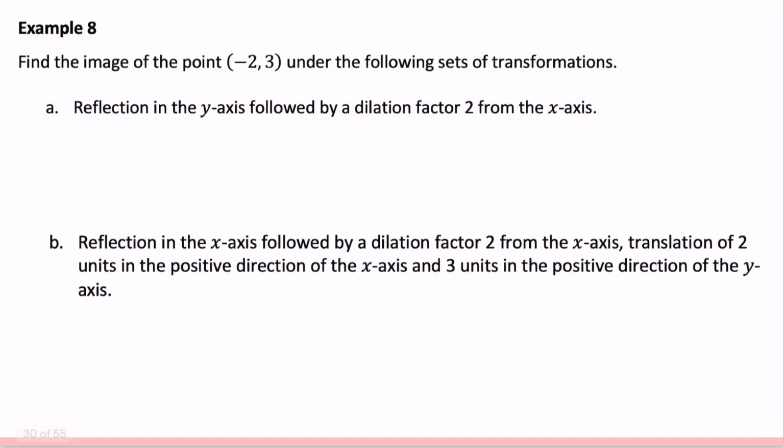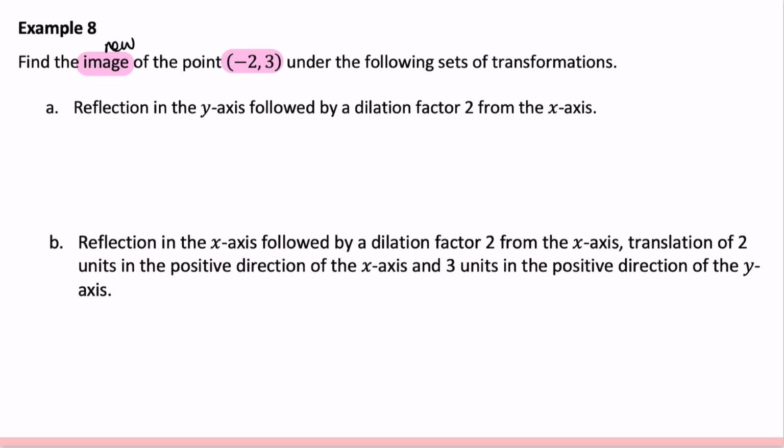So now we're going to start the exciting task of combining all of the different transformations. We're going to start off very simple just by looking at a single point, and then eventually we'll get to functions. So with example 8, it says find the image of the point -2, 3 under the following sets of transformation. And again, just a reminder, image means the new point. So we're looking at the point -2, 3.